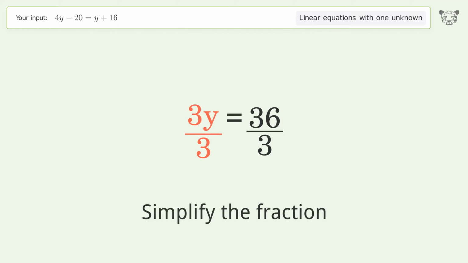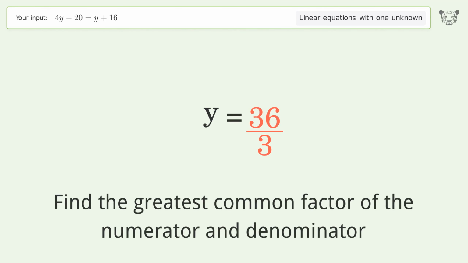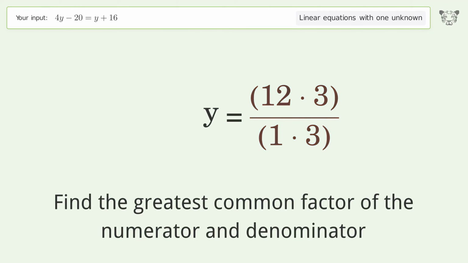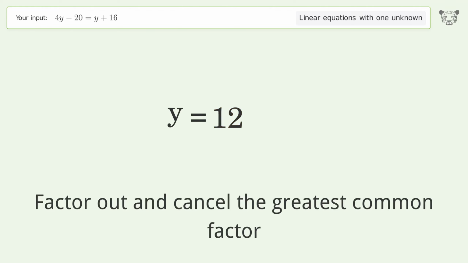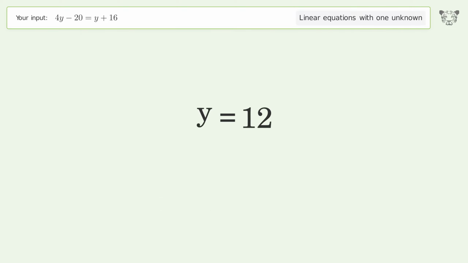Simplify the fraction. Find the greatest common factor of the numerator and denominator. Factor out and cancel the greatest common factor. And so the final result is y equals 12.